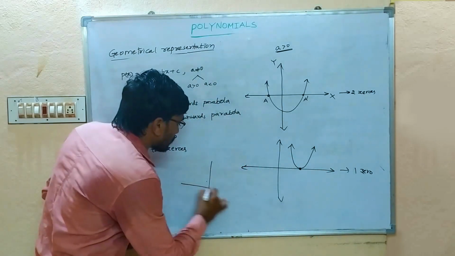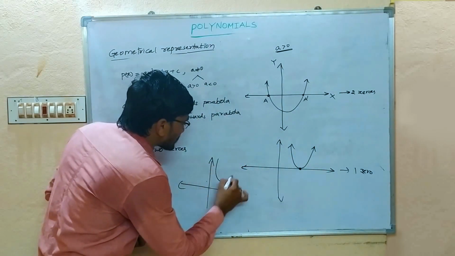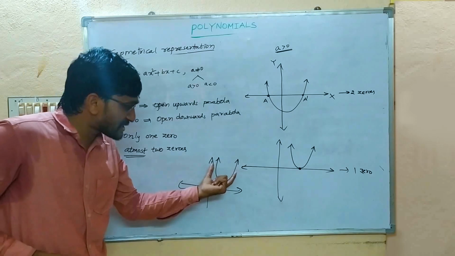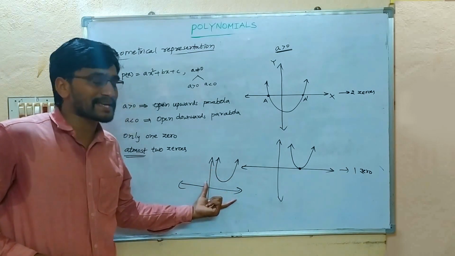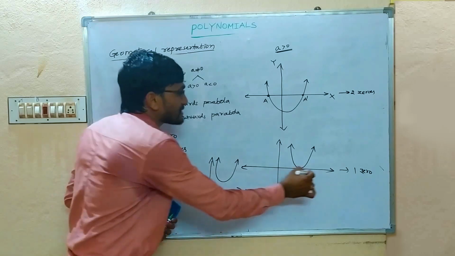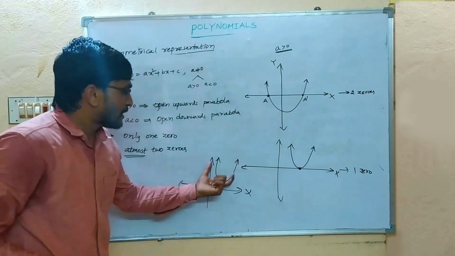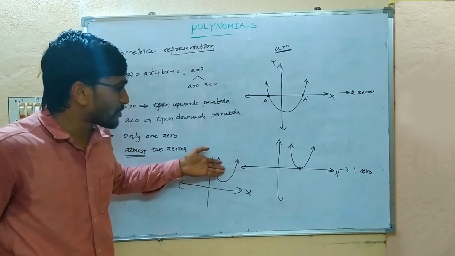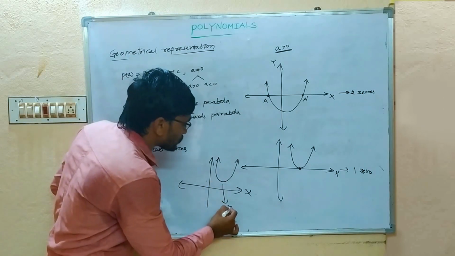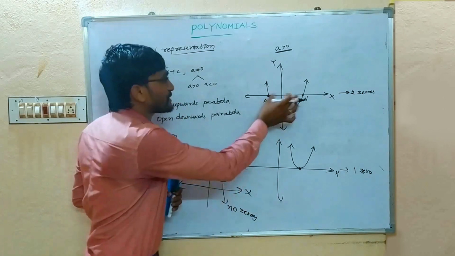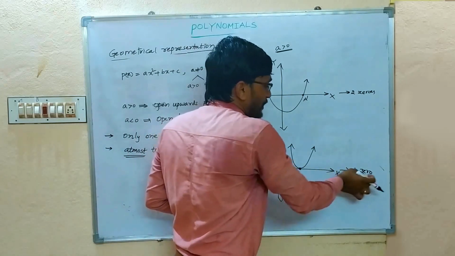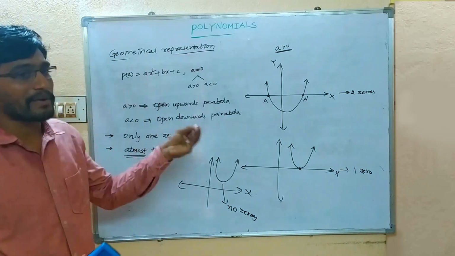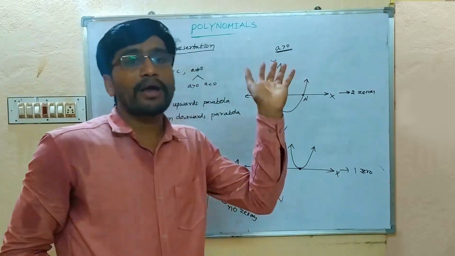And suppose the graph is like this, which means the graph does not intersect the x-axis at any point, so it has no zeros. If the graph does not intersect the x-axis at any point, we call it having no zeros. If a graph intersects at two distinct points, two zeros; only one point, one zero; no points, no zeros. That means it has at most two zeros. So a quadratic polynomial has either two zeros or one zero or no zeros.